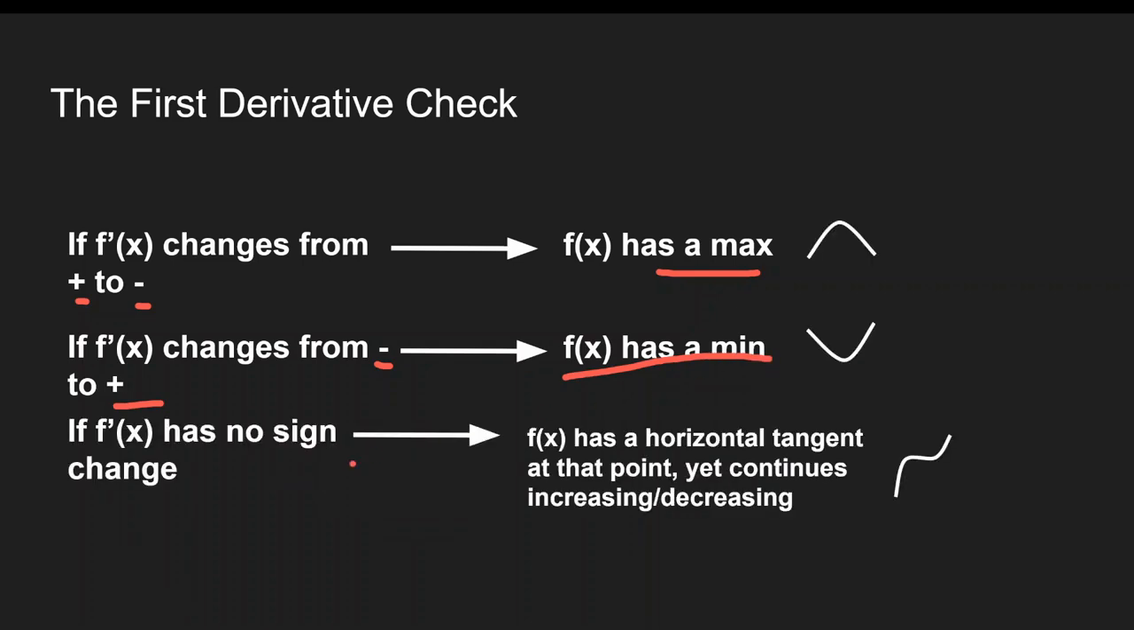And there are cases where f prime of x has no sign change, and this is when it's neither, like in the function pictured here, which is very similar to x cubed. It just simply flattens. So it wouldn't change signs, it would just have a horizontal tangent here and then go back to positive.